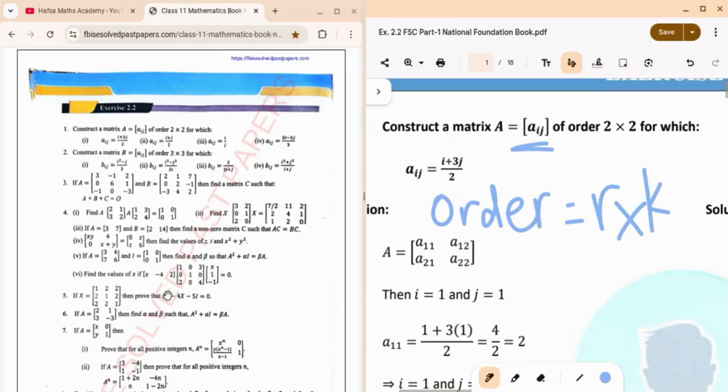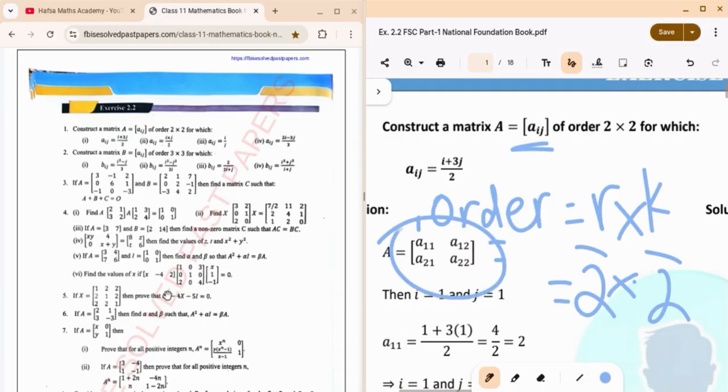But anyways, so number of rows into number of columns. The amount of rows we have is 1, 2. And the amount of columns we have is 1, 2. So 2 into 2 is going to be our order of this matrix.